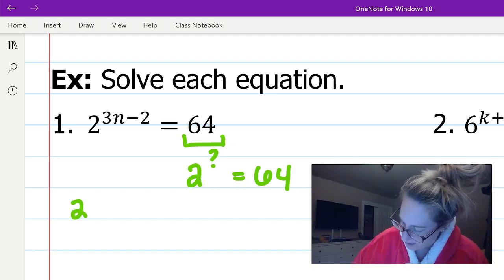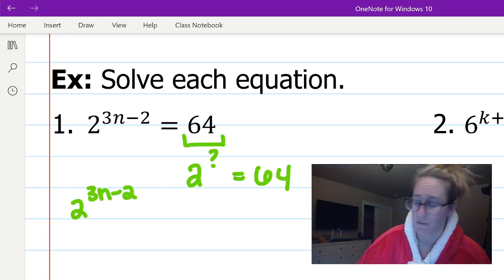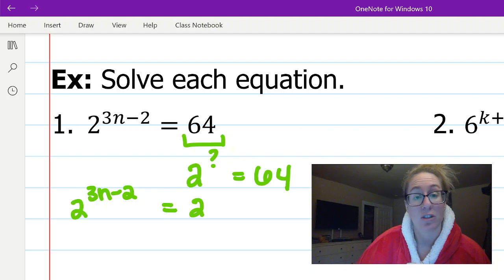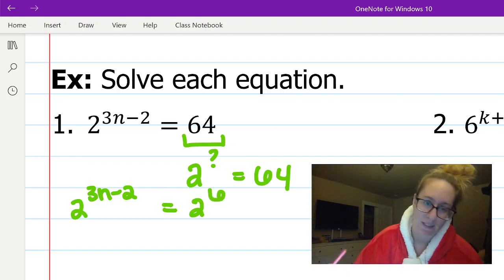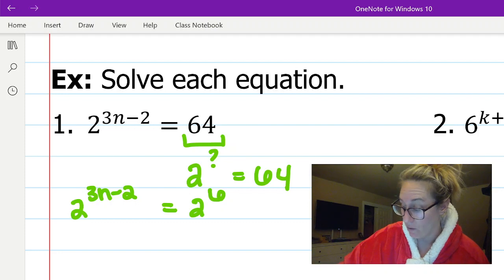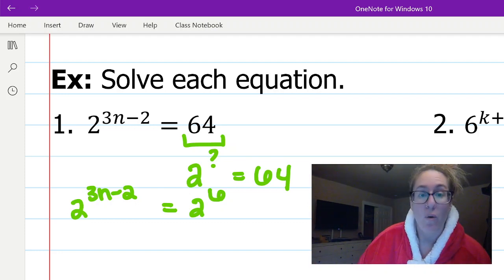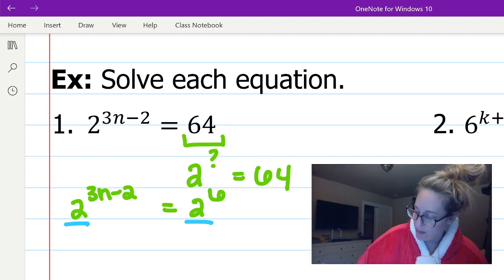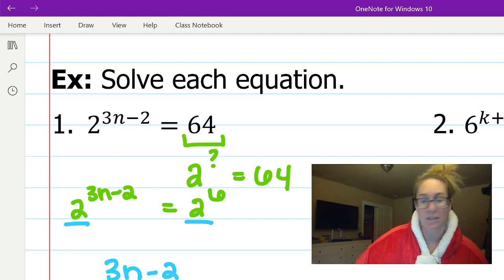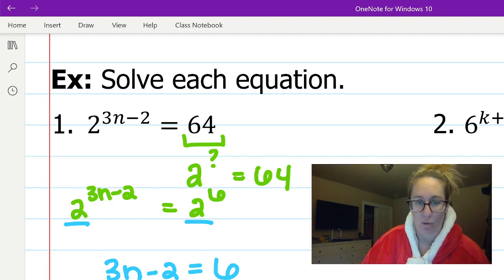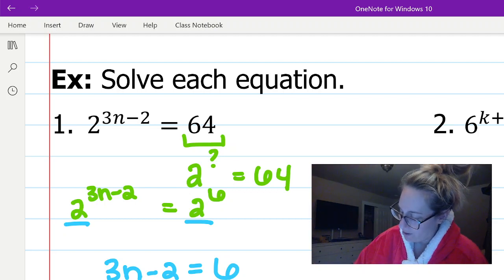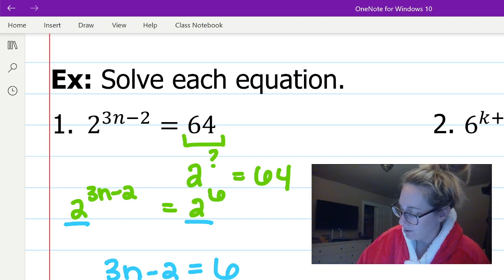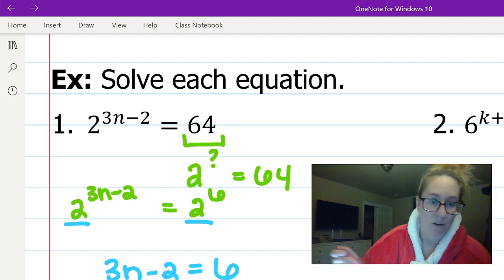So I can rewrite this. I'm keeping the 3n minus 2, but I'm rewriting 64 as 2 to the power of 6 because 2 to the power of 6 is equivalent to 64. I just changed my base. Now my bases are the same, which means my exponents must also be the same. So I can say, well, then 3n minus 2 must equal 6 in order for this to be a true equation. Cool, so solve: add the 2 over, that's 8. Divide by 3, you get 8/3. Awesome. Could have been a whole number, but it's not. So that's our answer.